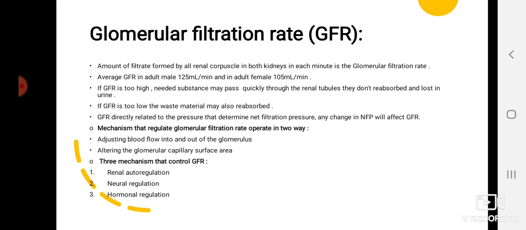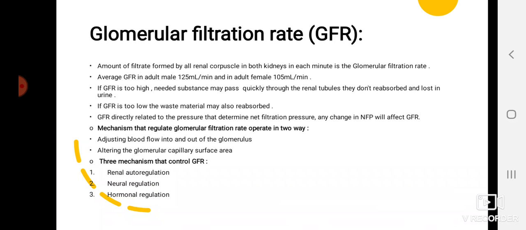If the glomerular filtration rate is too low, then the reverse happens: the unwanted waste products also get reabsorbed. If there is an abnormality in the filtration, these are the two conditions that will happen to that person. If it is high, the needed substances can be excreted out, and if it is too low compared to normal, then it can reabsorb the waste products also.